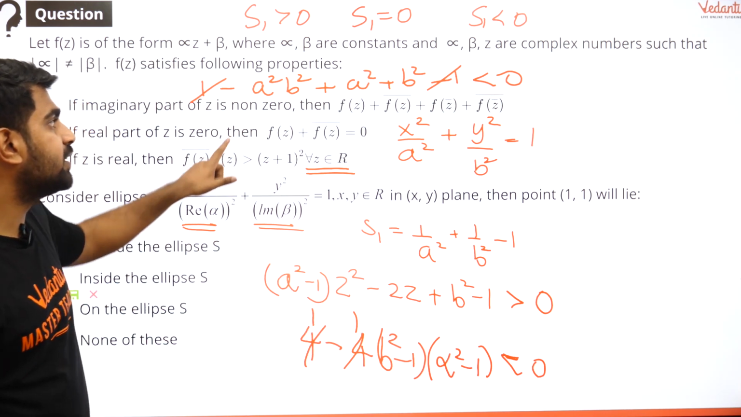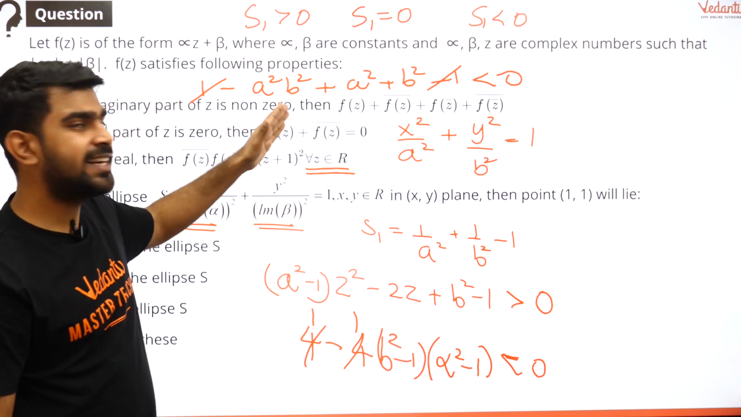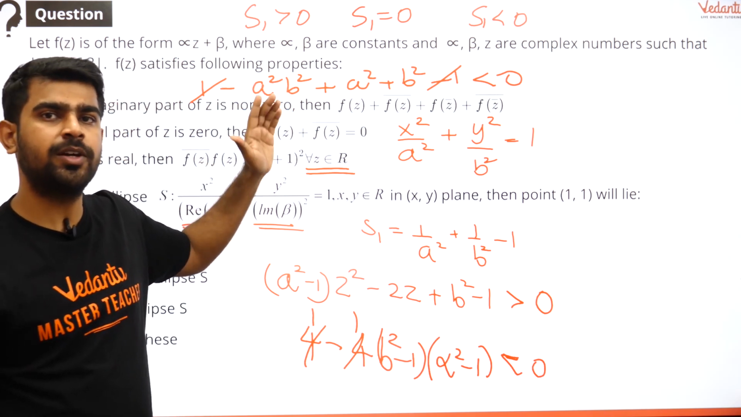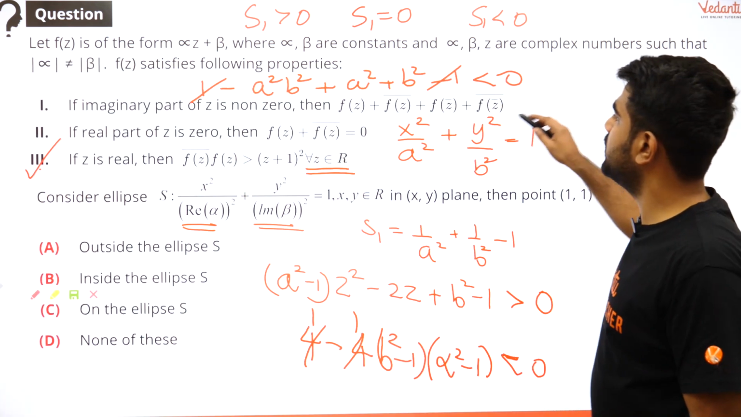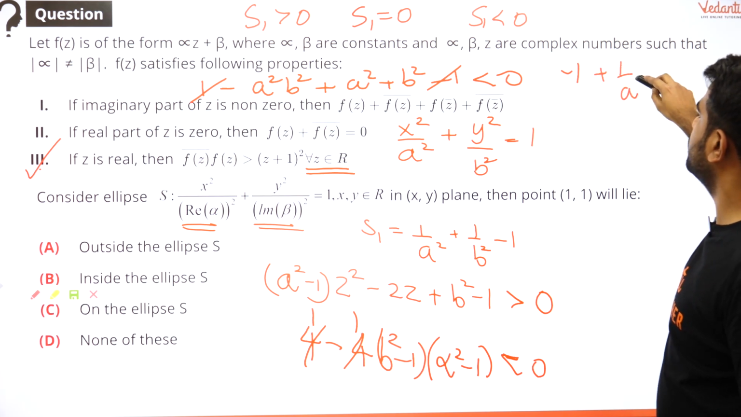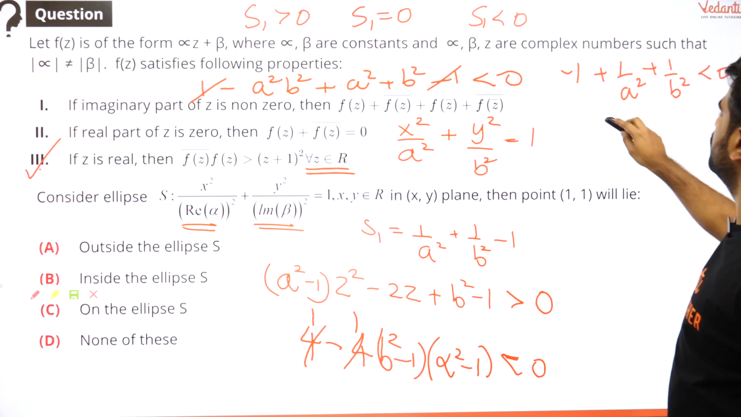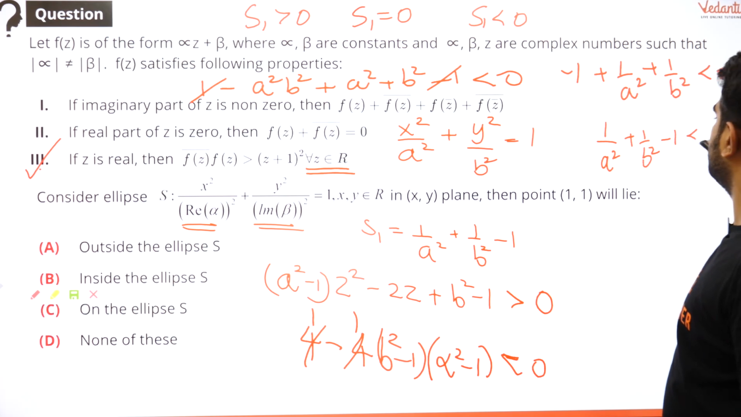I hope you guys remember that. Now, can I divide by a square b square? Can I divide by a square b square? I know both of them are positive, so I can do that. So when I divide by a square b square, what do I get? I'll get minus 1 plus 1 by a square plus 1 by b square is less than 0. So I will get 1 by a square plus 1 by b square minus 1 is less than 0.